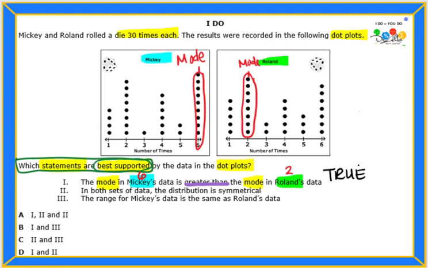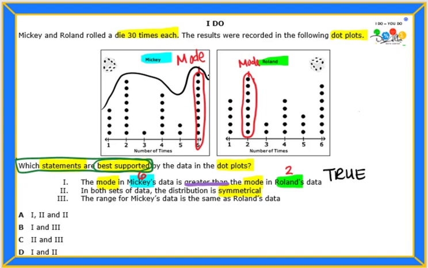Now let's look at the next statement. In both sets of data, the distribution is symmetrical. So we are looking at the shape. So I'm going to go ahead and use my pencil and look at this shape. Looks like it has 2 peaks.